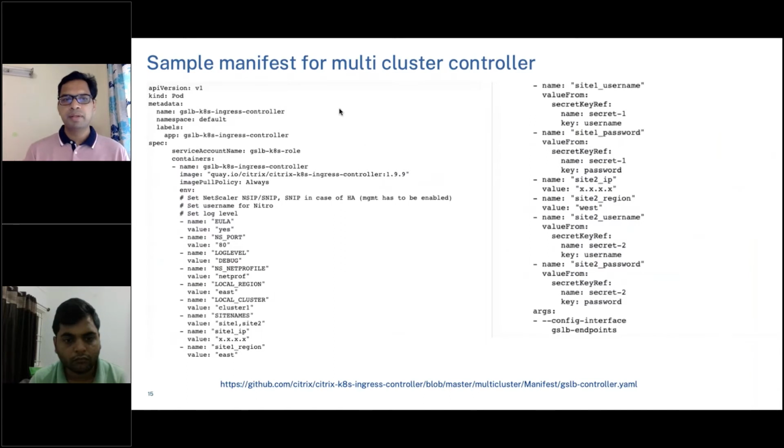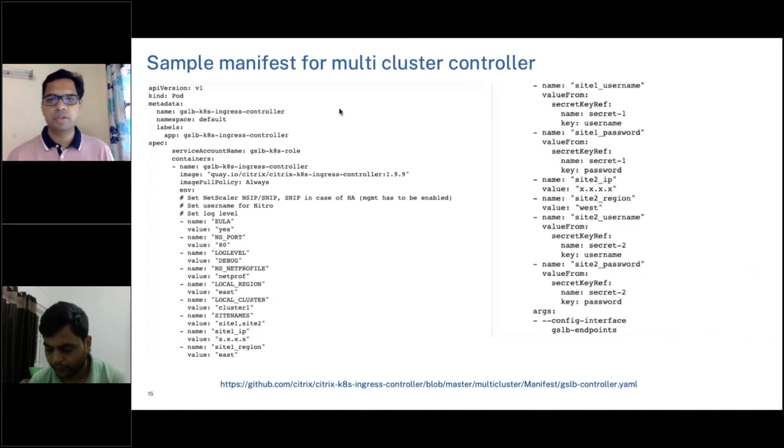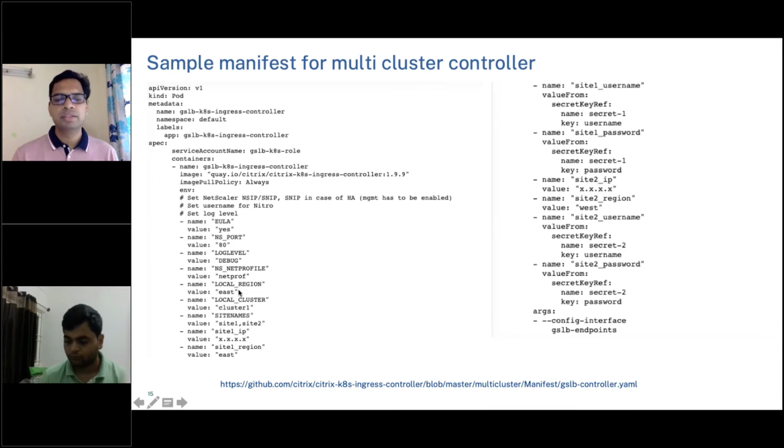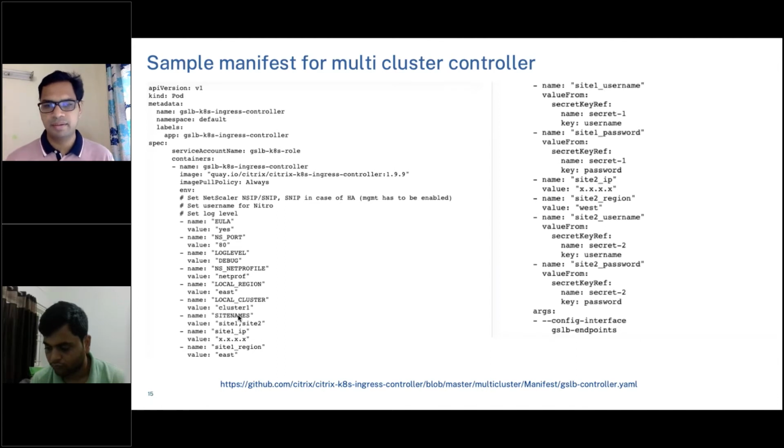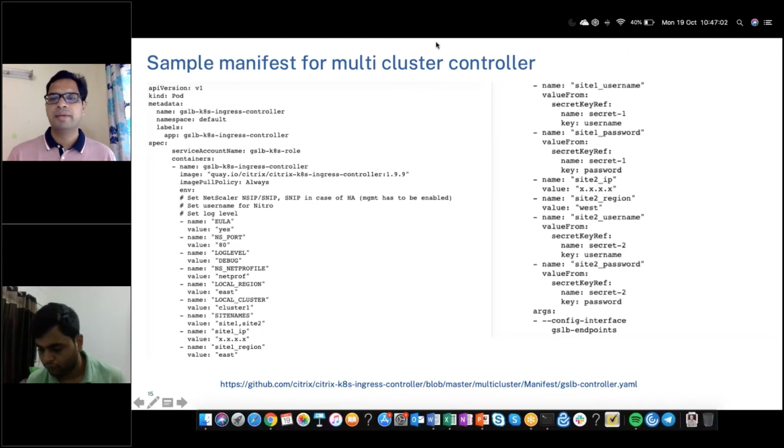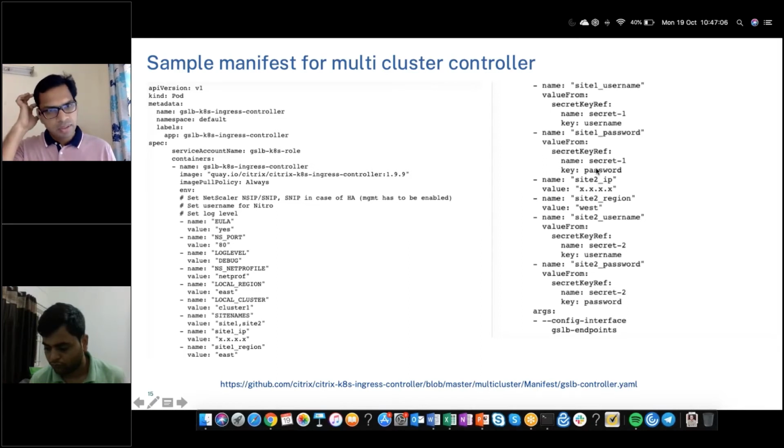This is a sample manifest for the multi-cluster controller. As you can see in this, we have specified the regions and the site names. The site names in this case are red and green. It could be your East US or West US, things like those. And we have also mentioned the other details about the credentials to log into the appropriate ADCs.